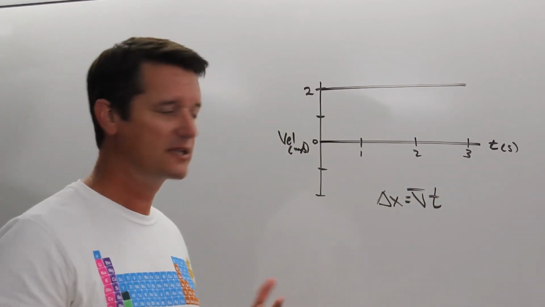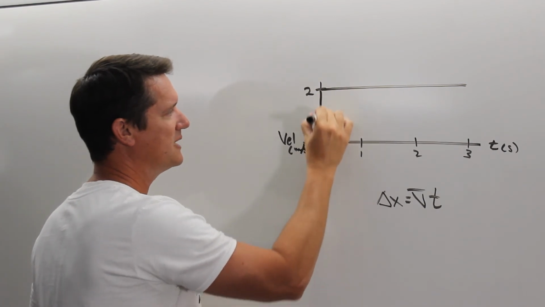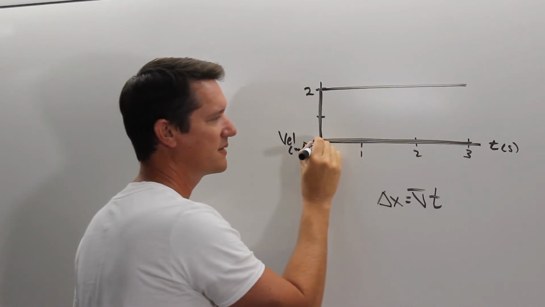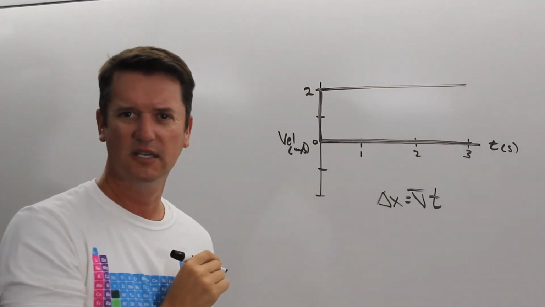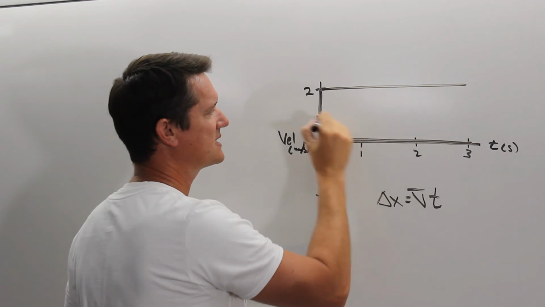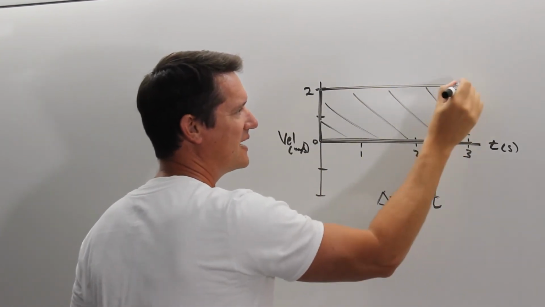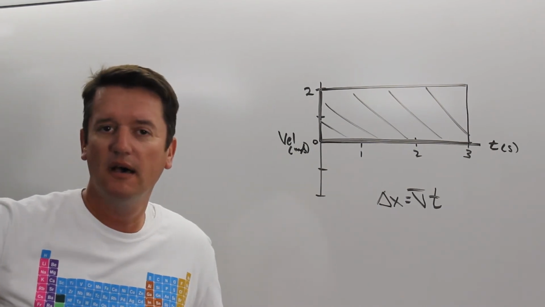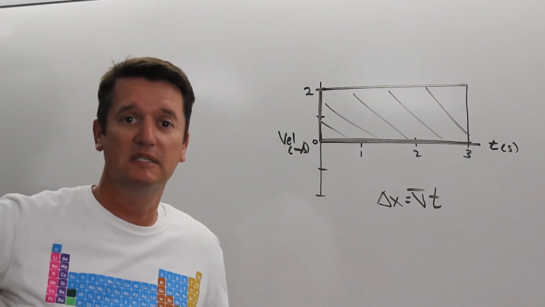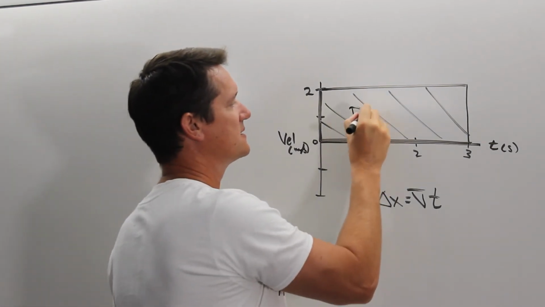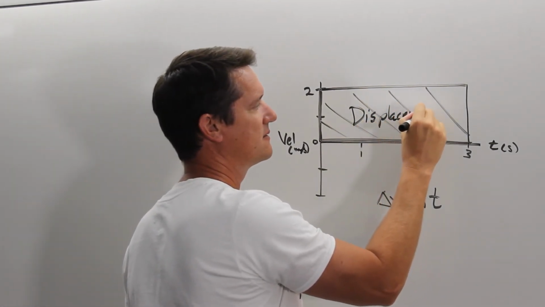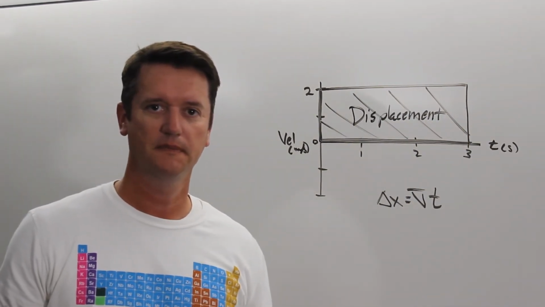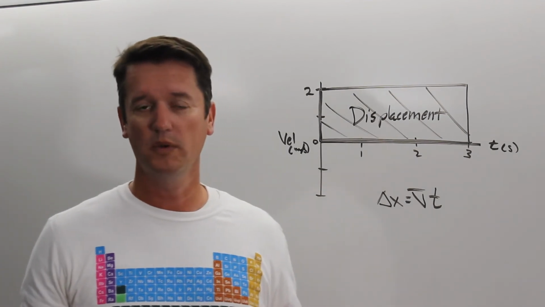So in this graph, what am I actually doing? I'm taking this 2 meters times this 3 seconds right here. Look what I just did. I took 2 meters times 3 seconds. I found the area of that box. The area of that box gives me displacement. This is the displacement. The area of the box gives you displacement. This is another handy tool when looking at graphs.